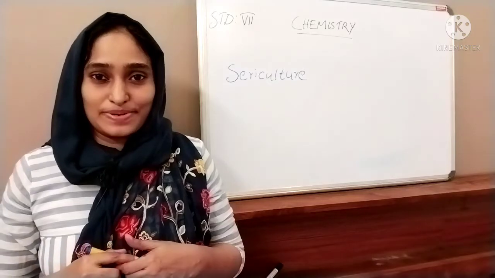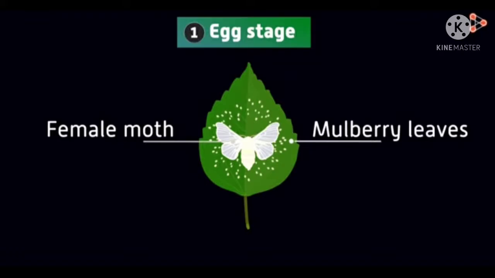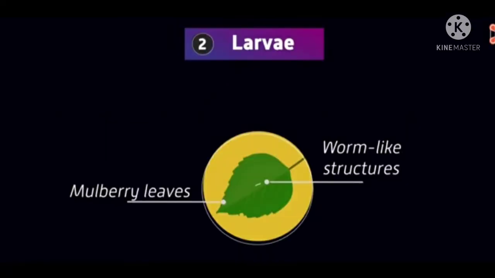So, just a recap. The major developmental stages of a silkworm's life cycle are egg, larva, pupa, and adult. The first stage is the egg stage. Here, the female silk moth lays eggs from which larvae come out. These larvae are known as caterpillars or silkworms. They start growing in size by feeding on mulberry leaves.